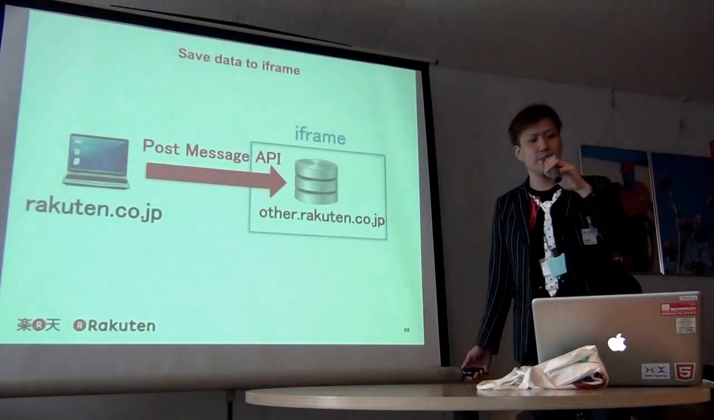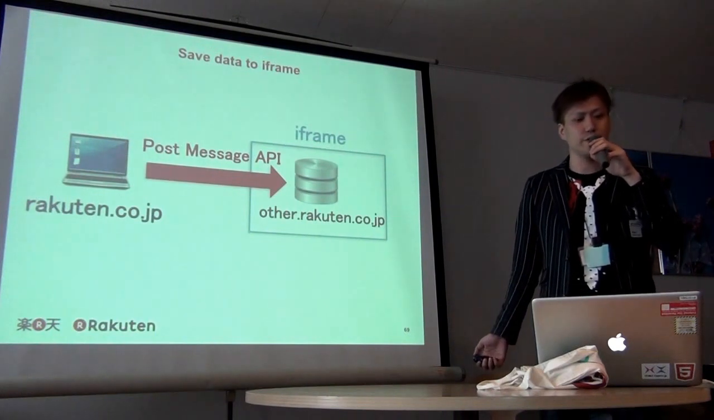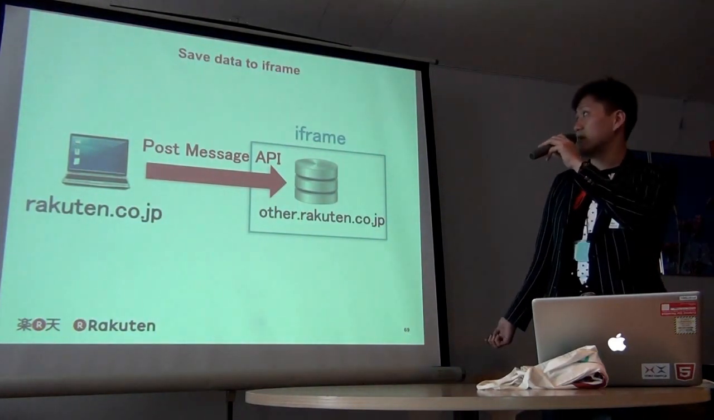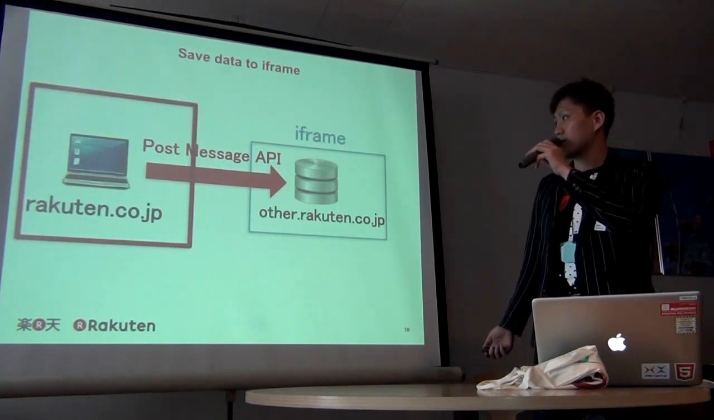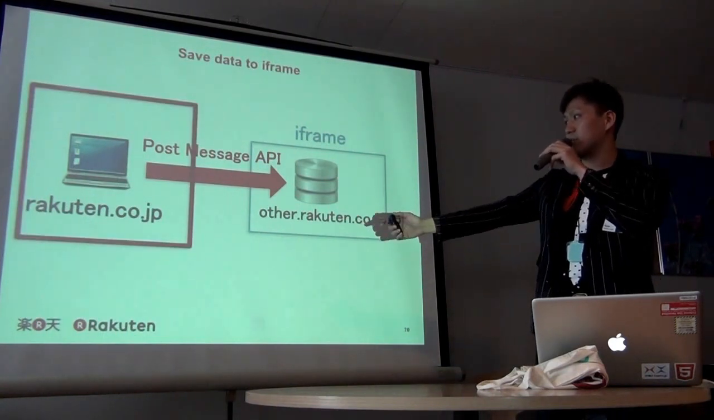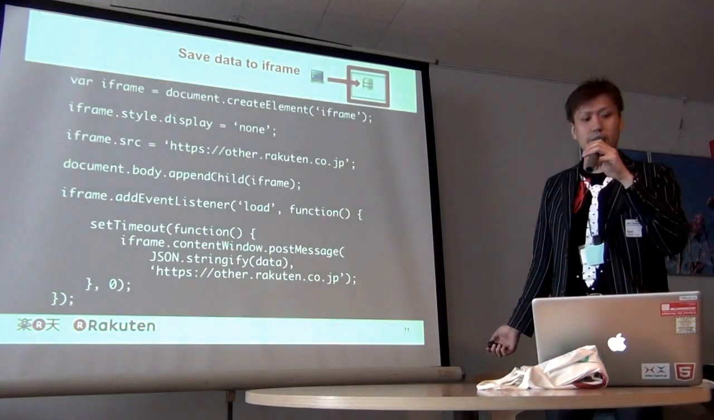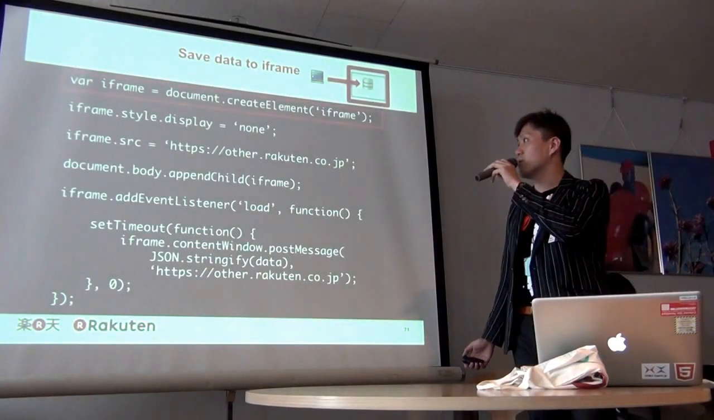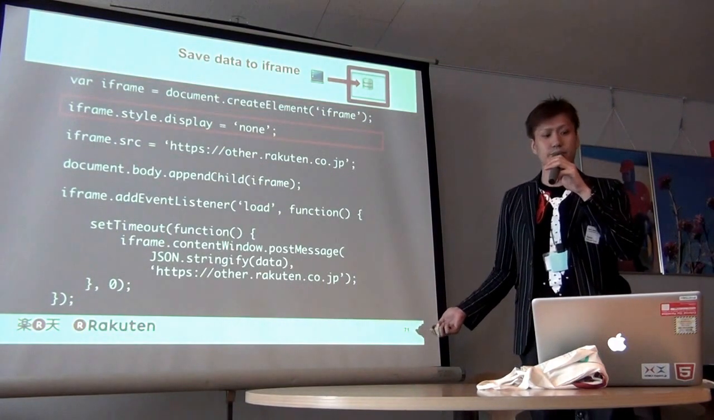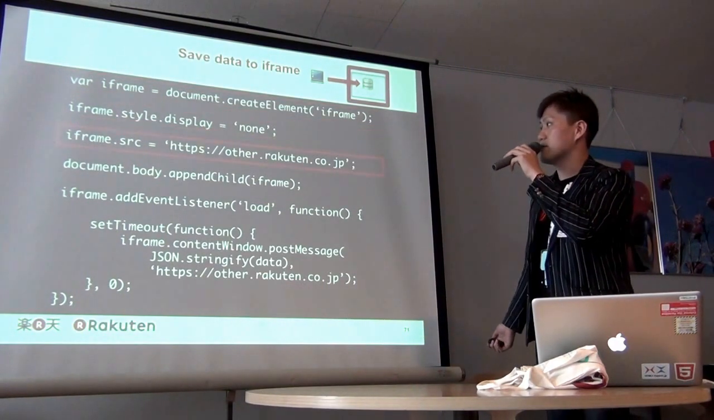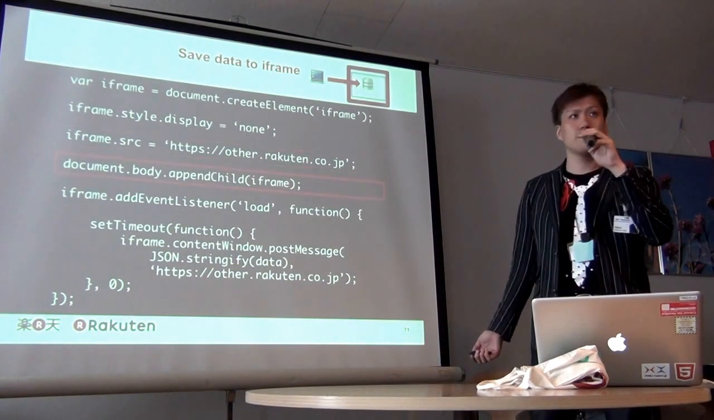Next, I'll explain the practical source code of this function. First, the case of posting a message to the iframe. And next is the main website source code. First, create an iframe DOM element and make the iframe hidden. And set the source of the iframe and append it to the HTML.